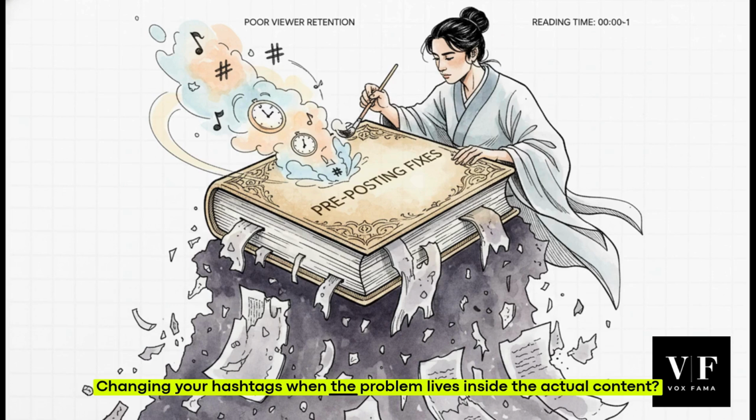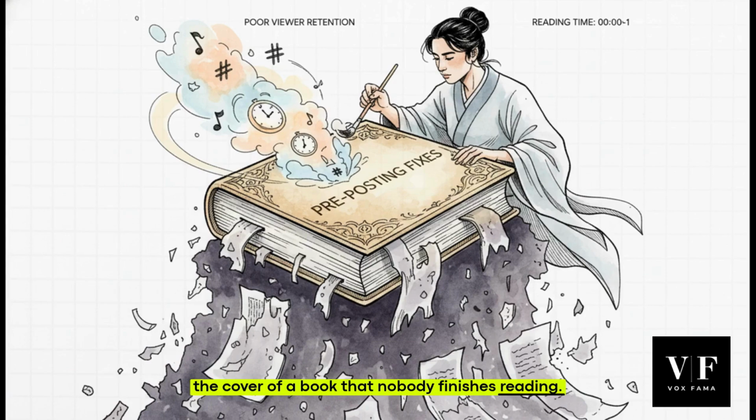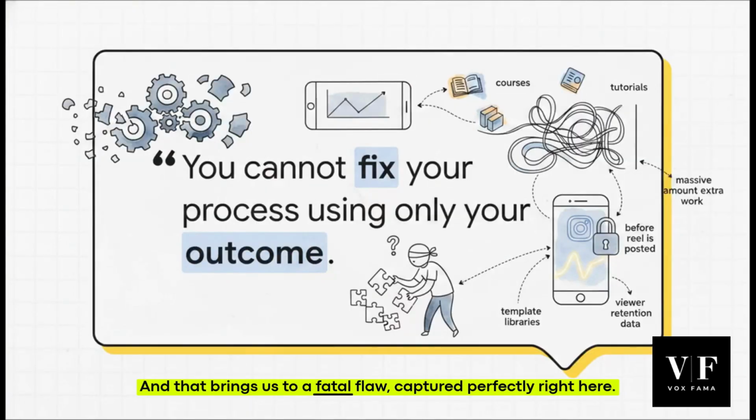Changing your hashtags when the problem lives inside the actual content, it's literally like redesigning the cover of a book that nobody finishes reading. And that brings us to a fatal flaw, captured perfectly right here. Trying to iterate your content without a post-posting feedback loop isn't a strategy. It's really just a plateau with a massive amount of extra work attached to it.